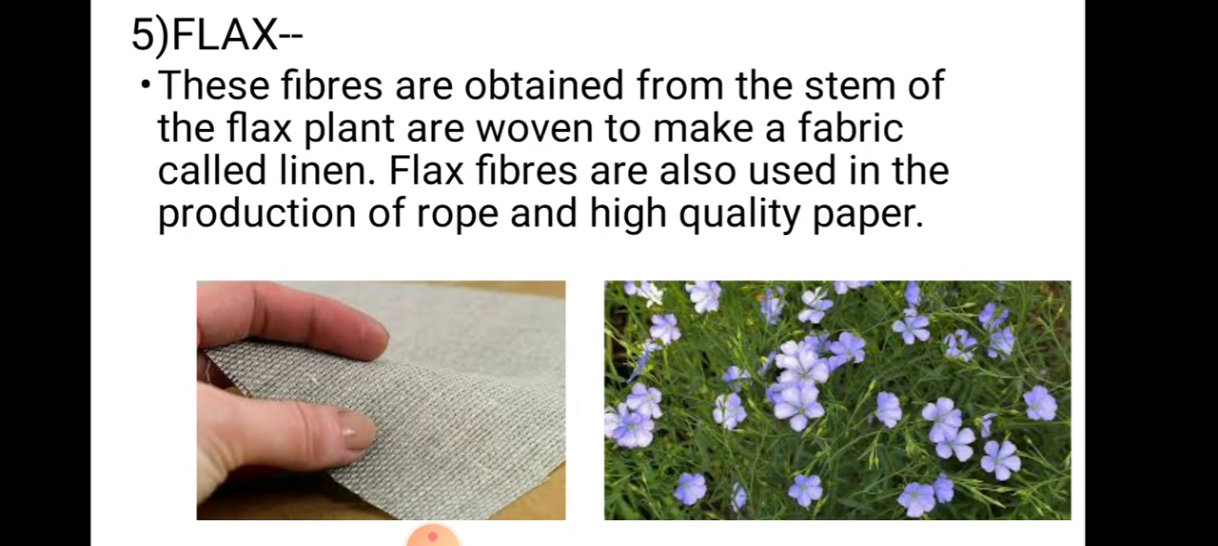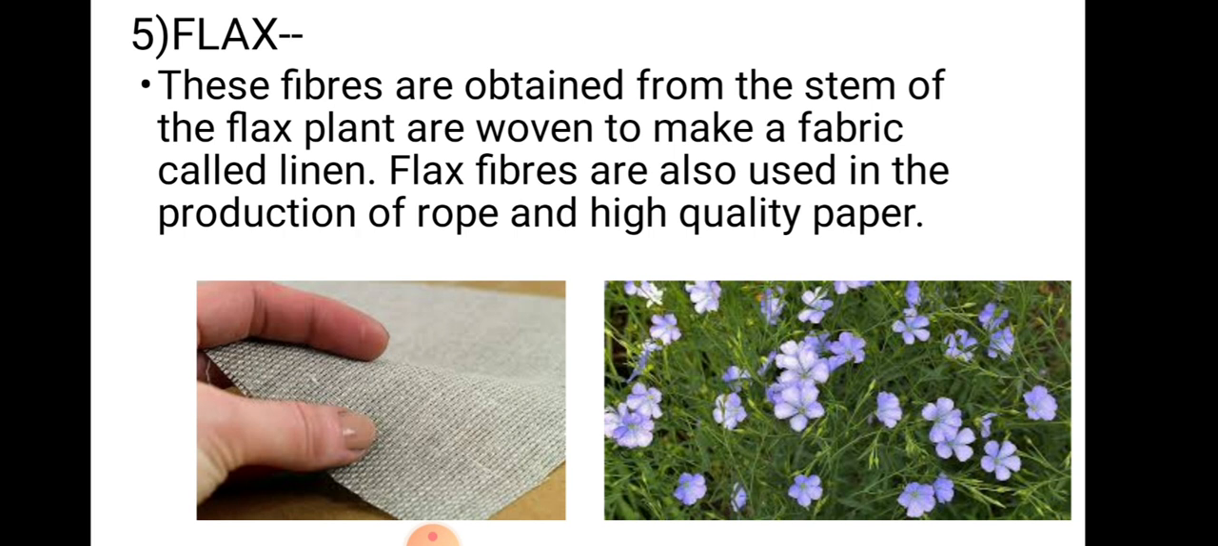Next is flax. It is understood that flax we get from the flax plant. These fibers are obtained from the stem of the flax plant. So mostly you have seen that the plant fibers we are getting from the stem. Cotton only we get from the fruit of the cotton plant. Here we are learning about flax, that is these fibers are obtained from the stem of the flax plant, and these are woven, as we have learned about weaving now. The process is the same for fiber to fabric. These are woven to make a fabric, and that fabric is called linen.